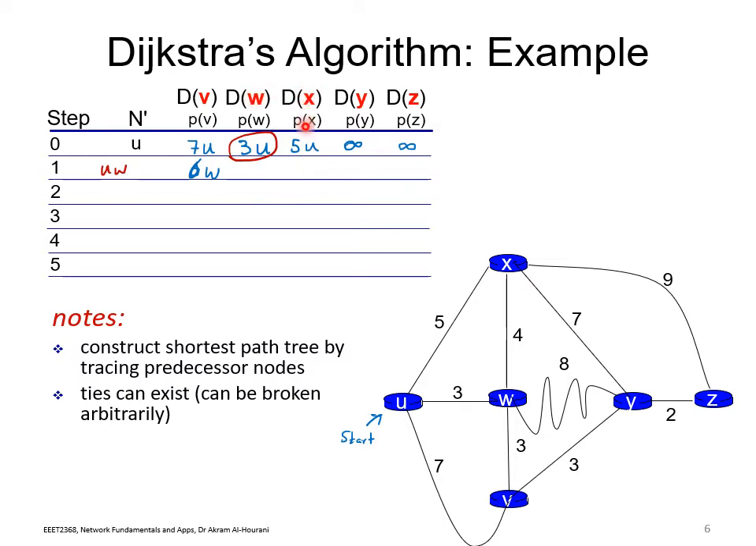Let's see X. If I'm trying to reach X through W, it will cost me 3 plus 4, which is 7, which is higher than 5. So I didn't really find a better path. I'm going to just take the old path and keep it. Let's see Y. Well, I can now access Y. It was infinity before, I didn't know how to access it, but now I can, and it will cost me 3 plus 8.